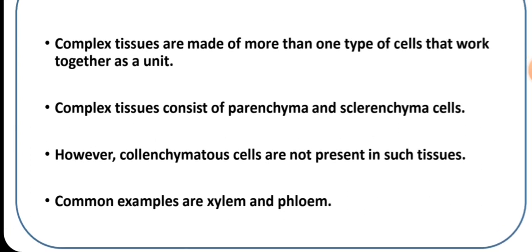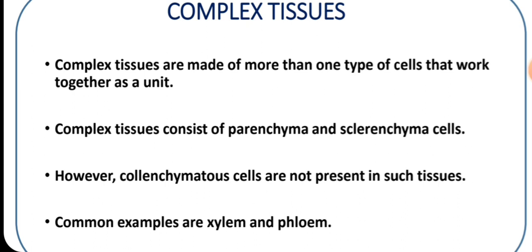Listen, these complex tissues consist of parenchyma and sclerenchyma, but collenchymatous cells are not present in such complex tissues. What we are going to study here is very important: xylem and phloem. What is xylem? They carry water. Xylem conducts water from the root to the tip of the leaf. And phloem, what does it conduct? It conducts food from the leaf to the underground parts.